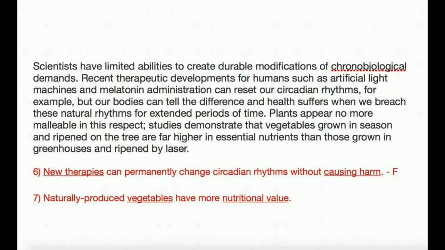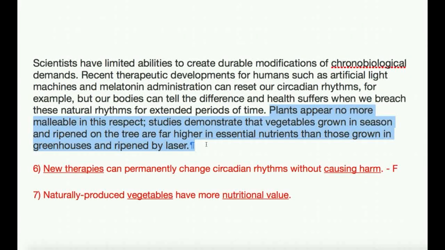Now we'll look at the final one, 7. Naturally produced vegetables have more nutritional value. Now we know the answer to that one is here. Plants appear no more malleable in this respect. Malleable means something can be influenced or changed. So that doesn't appear, there's nothing about change here, so it doesn't appear connected to that.